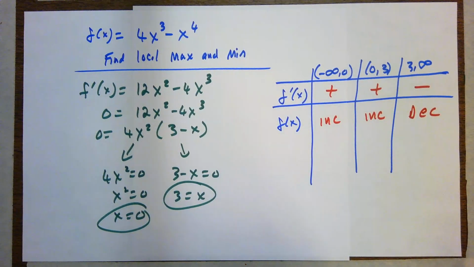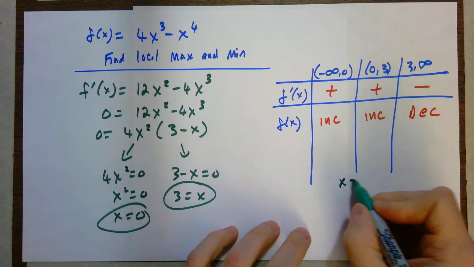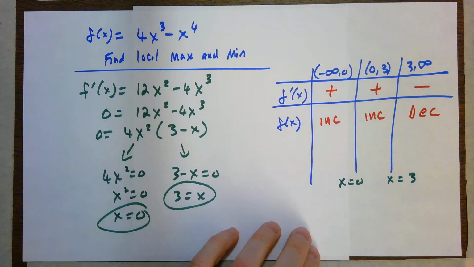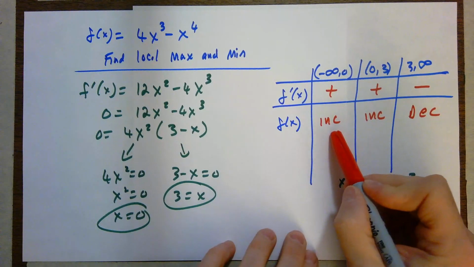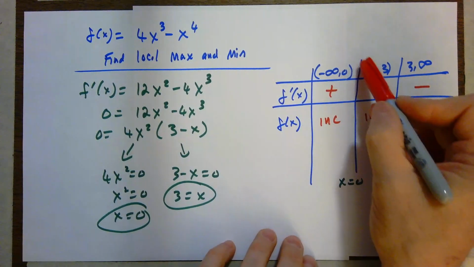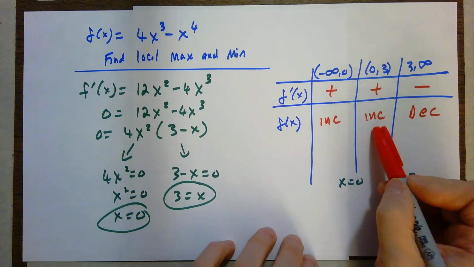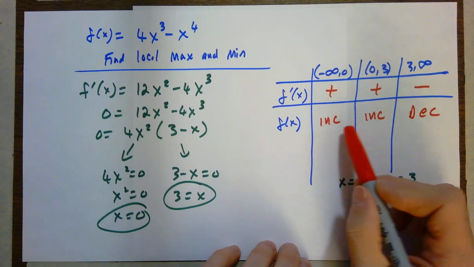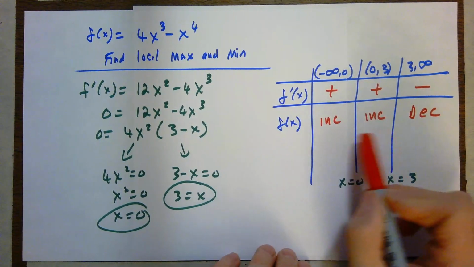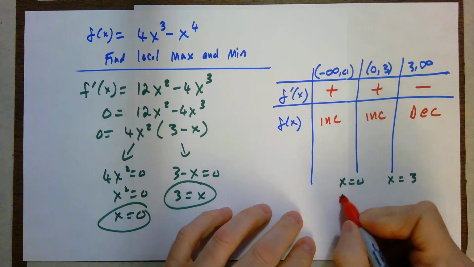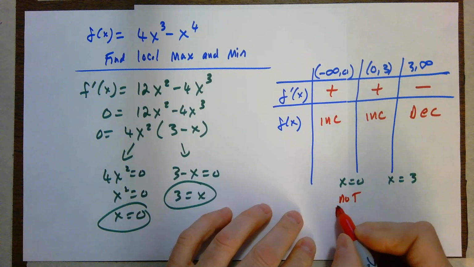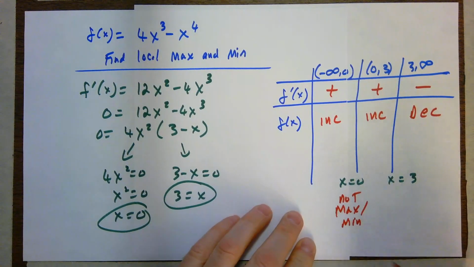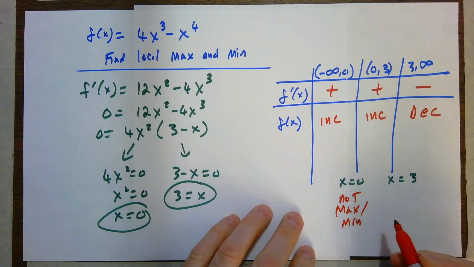But now let's take a closer look. What is happening at x equals 0 and x equals 3? At x equals 0, my function was increasing, and then all of a sudden I've got a 0 tangent line, but it's increasing after that. There was no change. It didn't change from increasing to decreasing or decreasing to increasing. So there's no maximum or minimum point here.